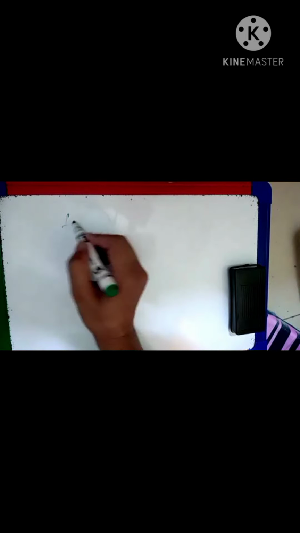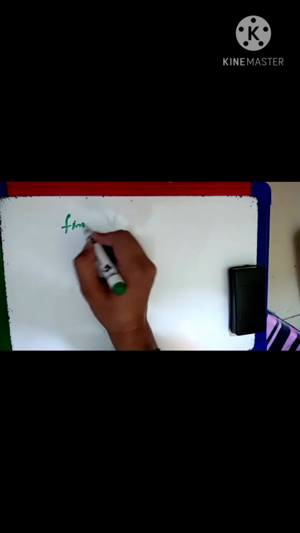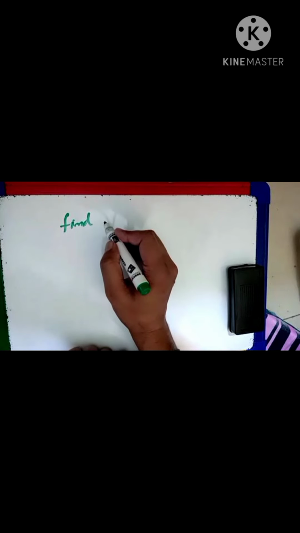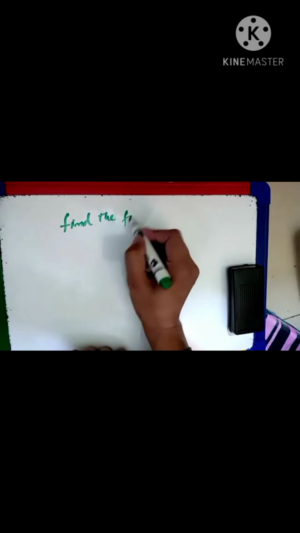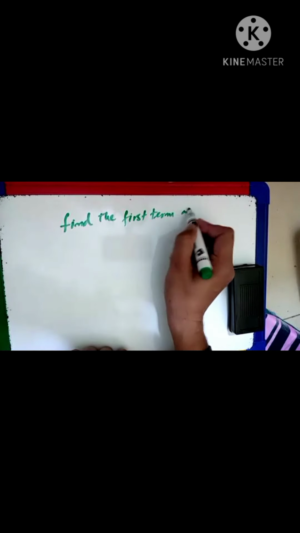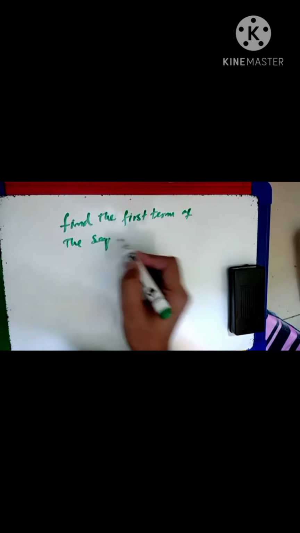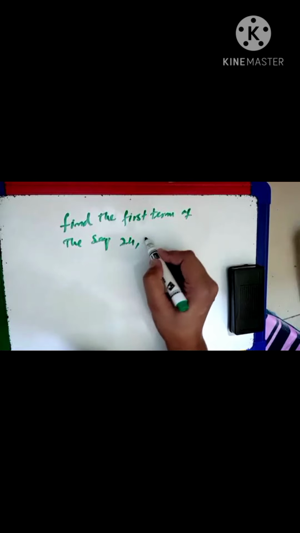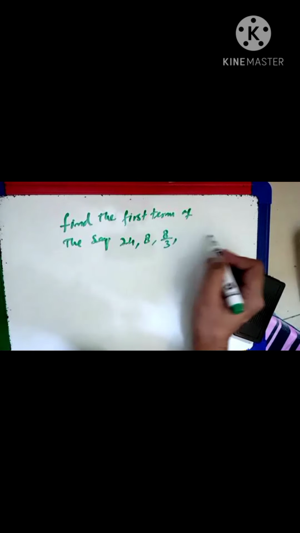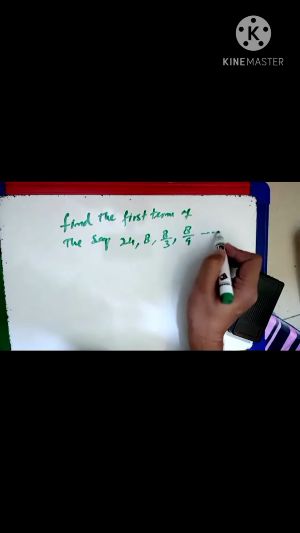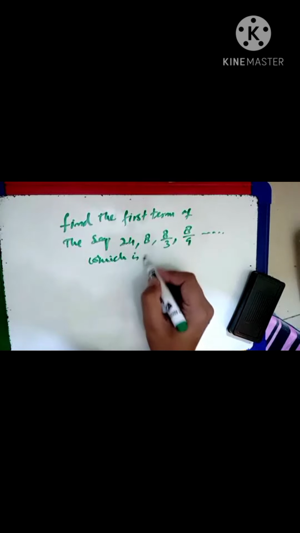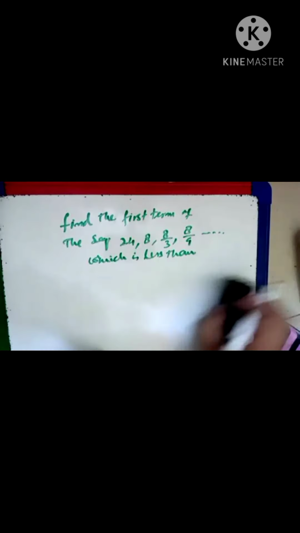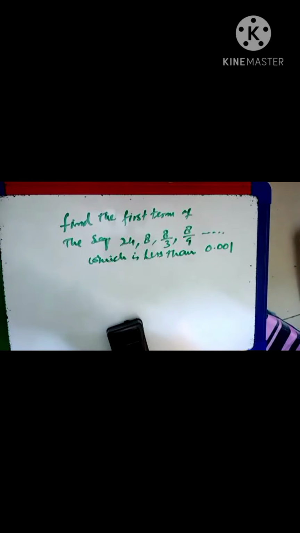If I say, find the first term of the sequence 24, 8, 8 over 3, 8 over 9, which is less than 0.001, this means the sequence continues. Find the first term of the sequence.